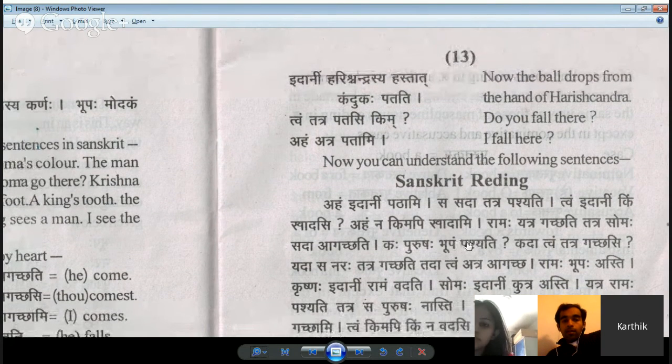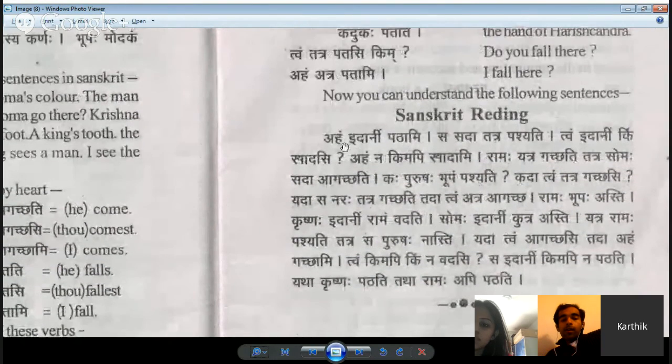Next one. Tvam tatra patasi kim? Do you fall there? Aham atra patami. I fall here. Okay. Now we have some Sanskrit reading. So we will just read these sentences. And in fact, you both can alternatively read and translate it for me. So Prashant, you can start with it. Maybe you can read the first 3 sentences.